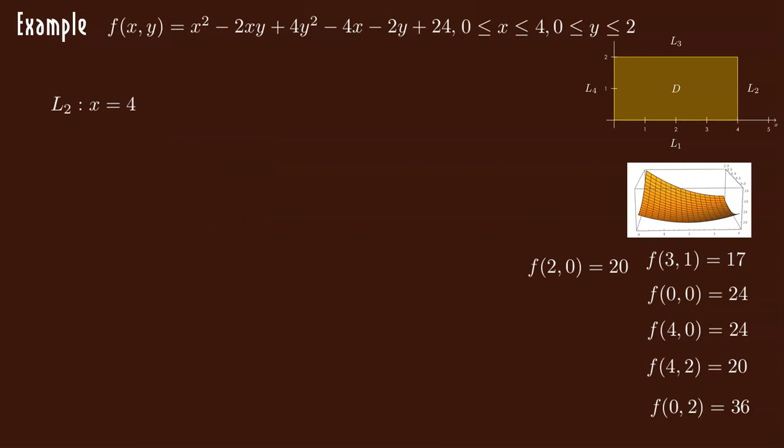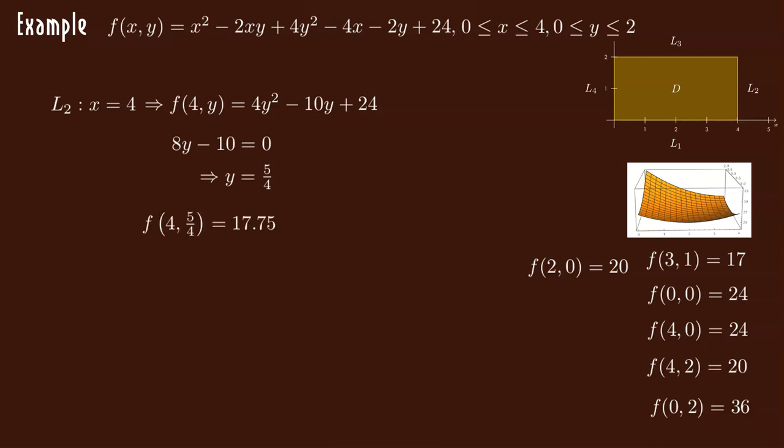Let's look at the second line. This is a line where x equals 4. Plug that into your function. Get 4y squared minus 10y plus 24. We take the derivative, set it equal to 0, and solve. If y equals 5/4 and x equals 4, the value of my function at that point is 17.75.